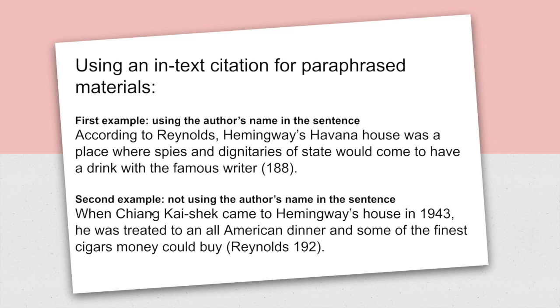The way you do it if you don't use the author's name, so this I just kind of stated a fact, I put the author's last name and the page number, okay? So you always put the page number even if you're not quoting, so even if you're paraphrasing. Also, notice the placement of the period, that it goes out here, okay?